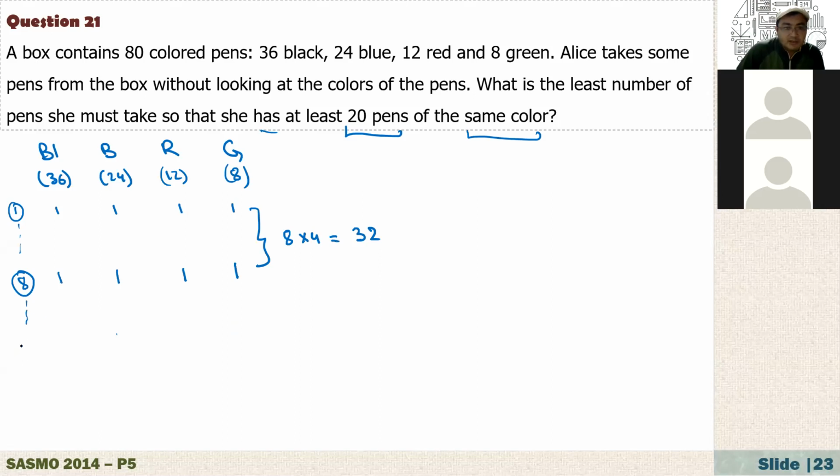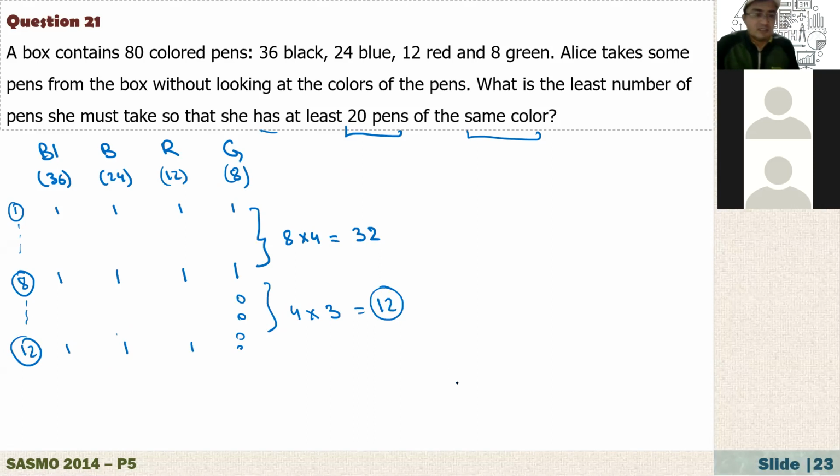Until the 12th pick, I get 1 and 1 and 1, but we have only 8 green colors, so I pick 0 for green. How many picks is that? From 9 to 12, I have 4 picks. Each time I pick 3 because I don't have green anymore. So now I picked 12 pens, but how many of the same color do I have? Still only 12. We are expecting to have 20 pens for 100% sure.